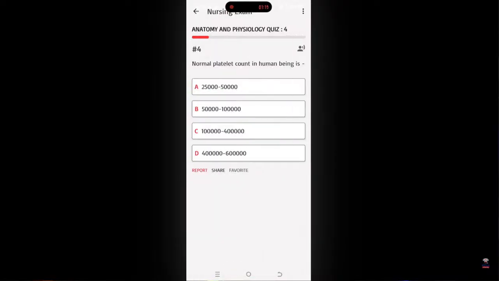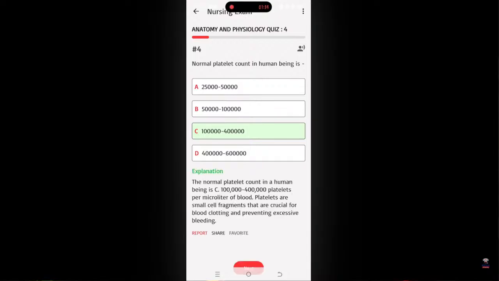Normal platelet count in human being is A. 25000-50000, B. 50000-10000, C. 10000-40000, D. 400,000, 600,000. Correct answer. The normal platelet count in a human being is 100,000 to 400,000 platelets per microliter of blood. Platelets are small cell fragments that are crucial for blood clotting and preventing excessive bleeding.